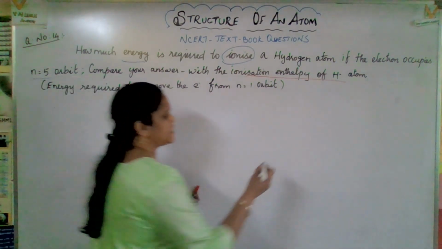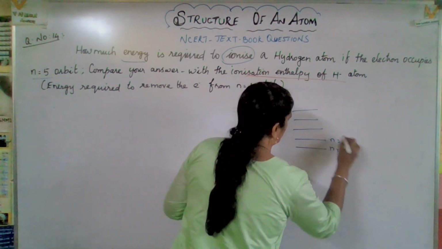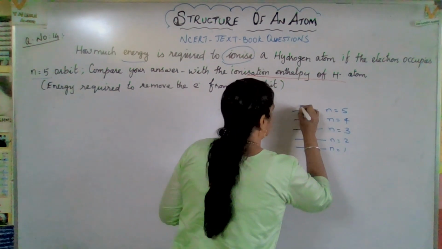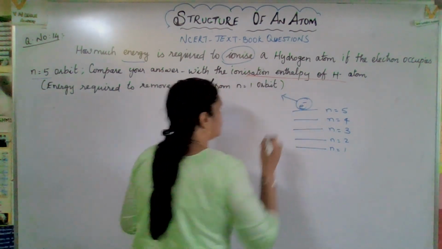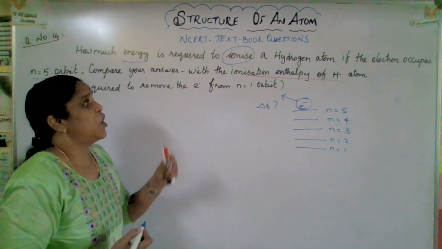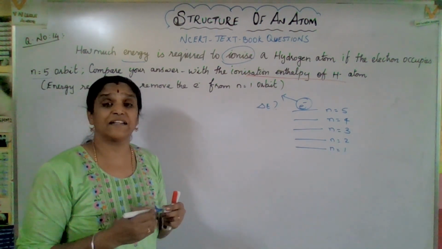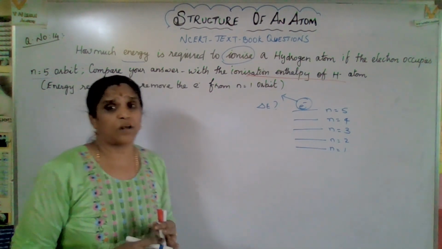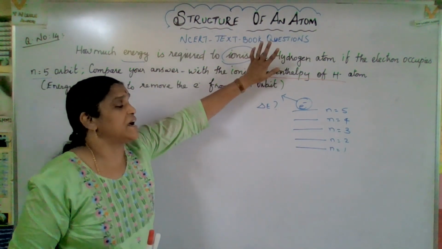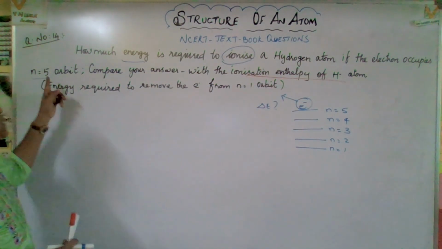See, in this question, they mentioned the orbit numbers 1, 2, 3, 4, 5, n equal to 1, n equal to 2, n equal to 3, n equal to 4, and n equal to 5. Here, the electron is present and you have to remove it. So, how much energy is required to remove the electron? That is the question. Ionize means ionization energy, which is the energy required to remove the electron from the outermost orbital. So the energy required to ionize a hydrogen atom, if the electron occupies that fifth orbit.